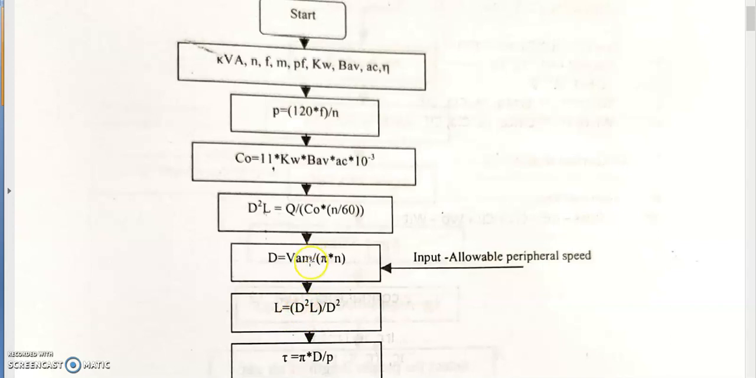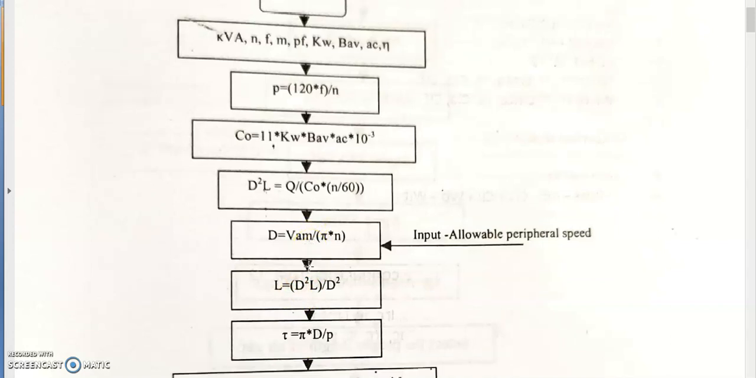For this we have to do a verification of whether the values are correct or not. For that, we first calculate tau. Tau is pi D by P, and the L by tau ratio for different machines is known to us. So after calculating tau, we calculate the L by tau ratio. If the ratio is within the limit, the selection of this peripheral velocity is correct.